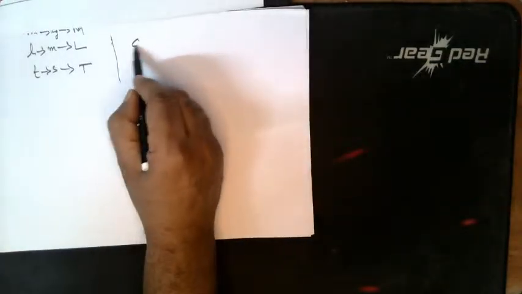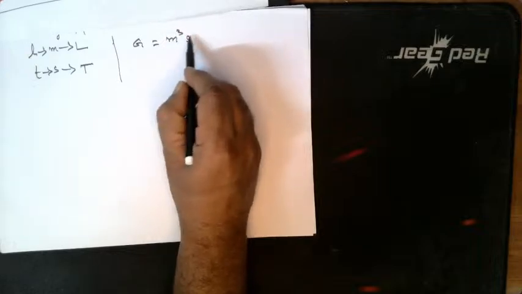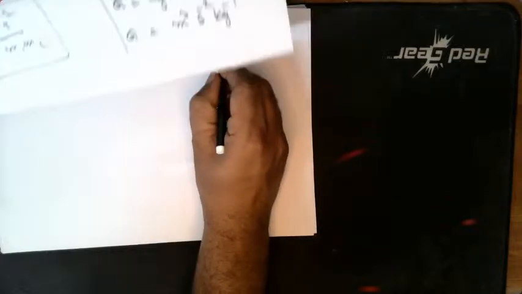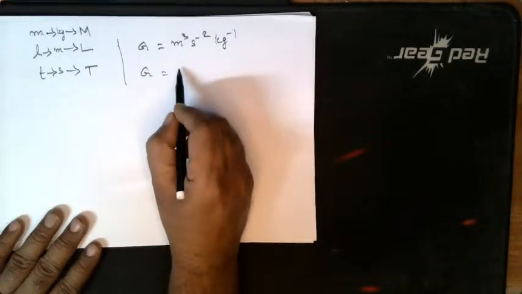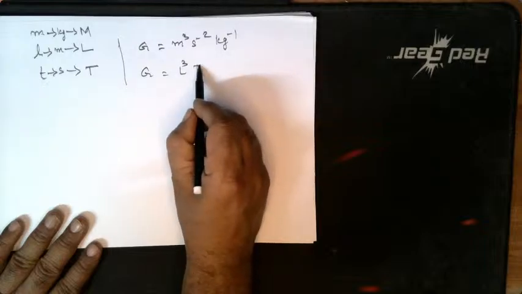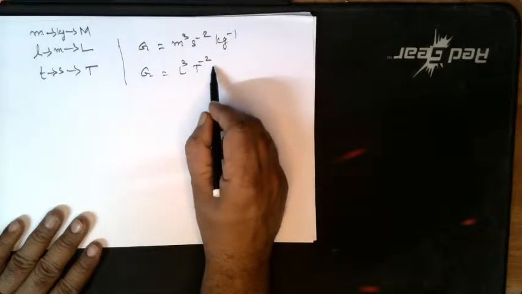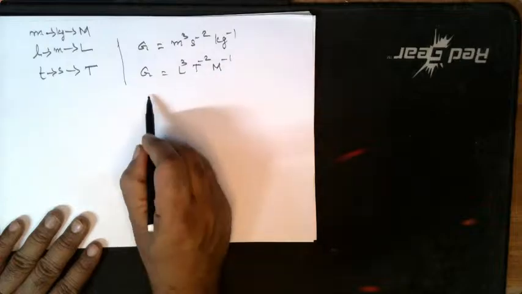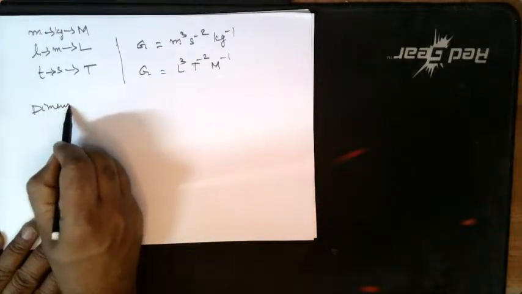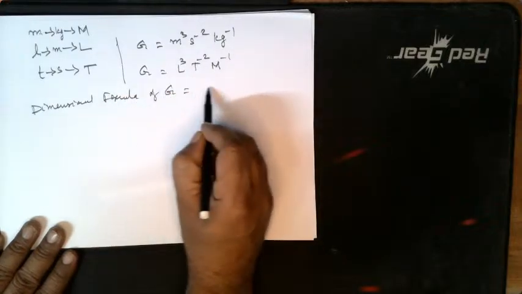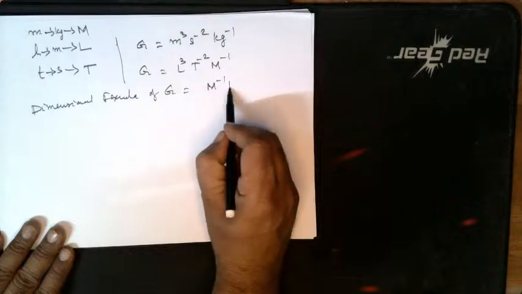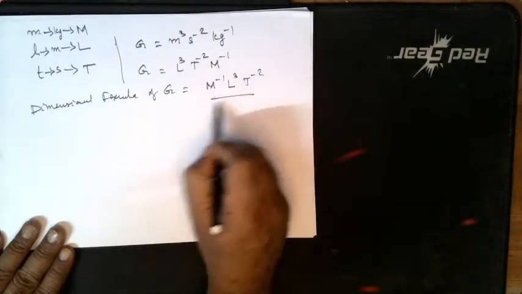Now, the equation we have got for G is G equal to m cube s power minus 2 kg power minus 1. So you can take the dimension formula as: meter is a length parameter, L cube. Second is time, so T power minus 2. kg is M power minus 1. So the dimensional formula of G is M power minus 1 L cube T power minus 2. This is the way you have to write.